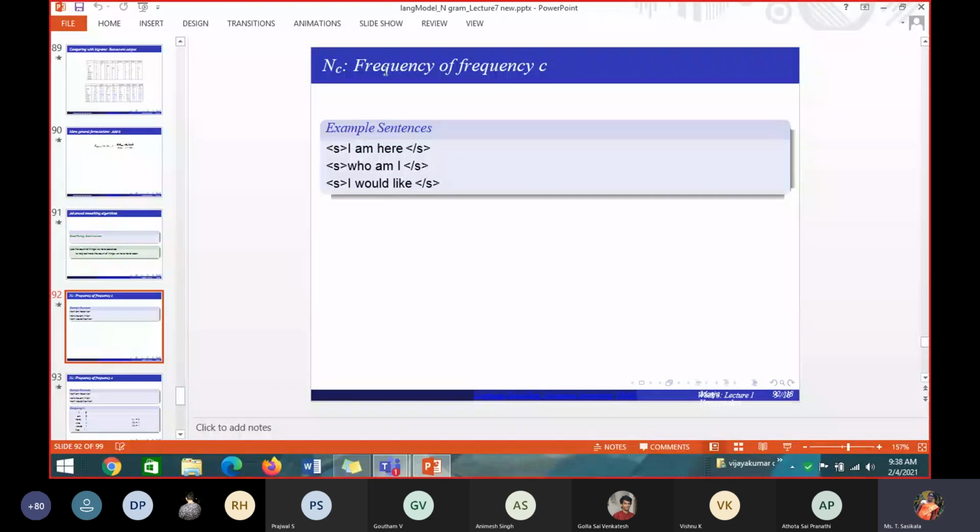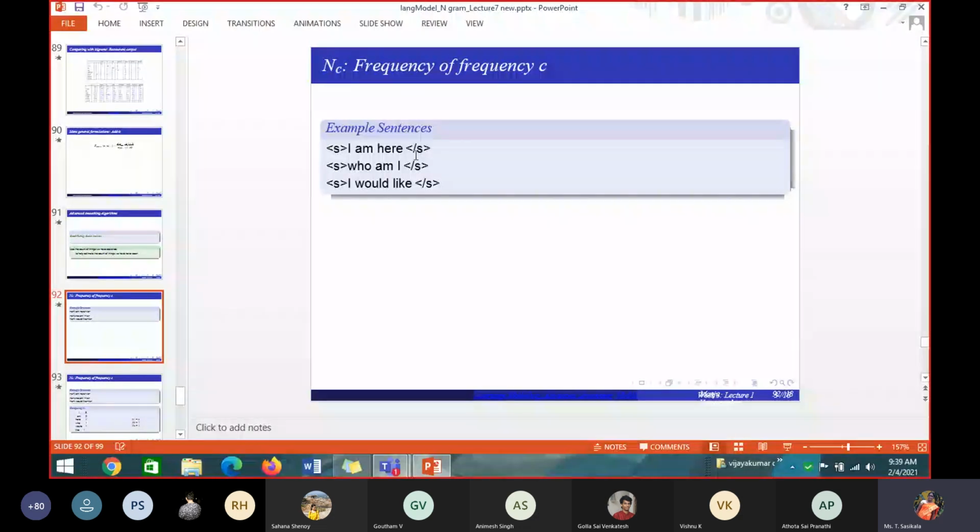Consider this example. I have 3 sentences: I am here, who am I, and I would like. Each sentence begins with the angular bracket s, the beginning of the sentence, and ends with the slash s, which is the end of the sentence.